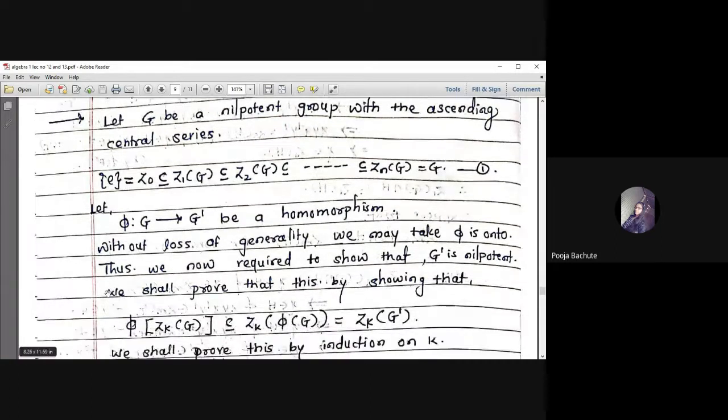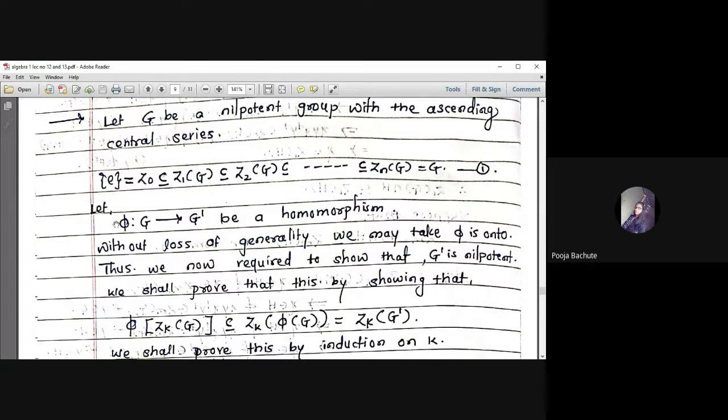Now let us define a function phi from G to G dash with the homomorphic function. Okay, असा फंक्शन घेतानाच असा फंक्शन घेतलंय की तो होमोमॉर्फिक असायला पाहिजे. Okay, so without loss of generality, we may take phi is onto homomorphism. म्हणजे घेतानाच ह्याचा अर्थ काय, जर घेतानाच असा फंक्शन घ्यायचा की तो ऑन टू होमोमॉर्फिझम असायला पाहिजे. ओके, thus we now are required to show that G dash is the nilpotent group.